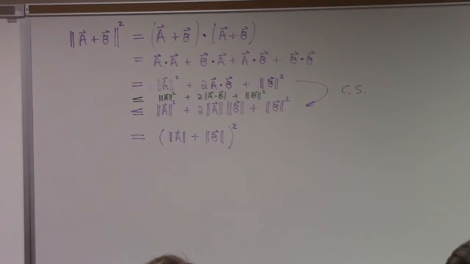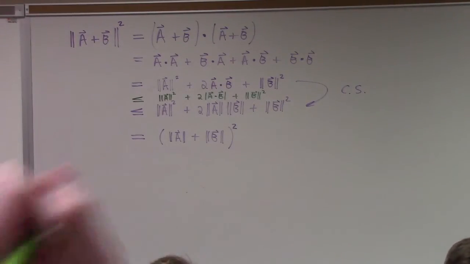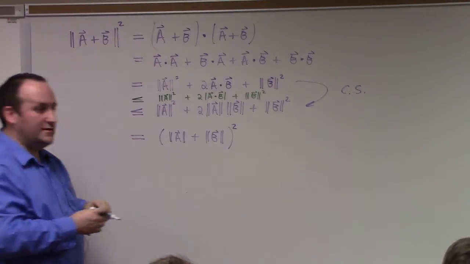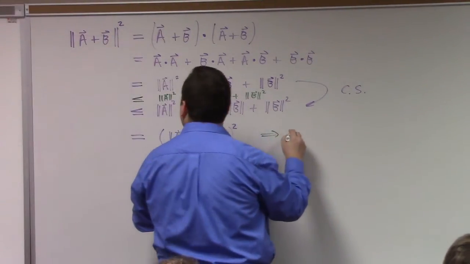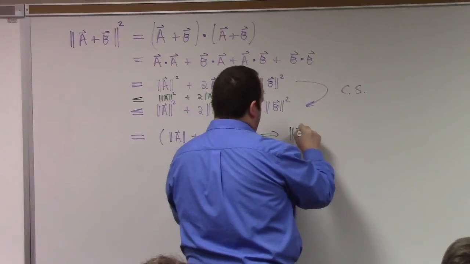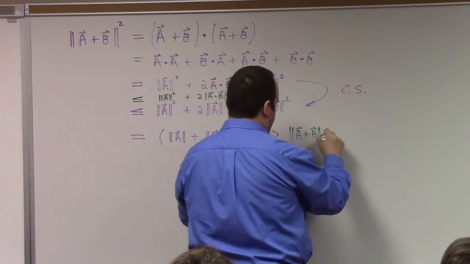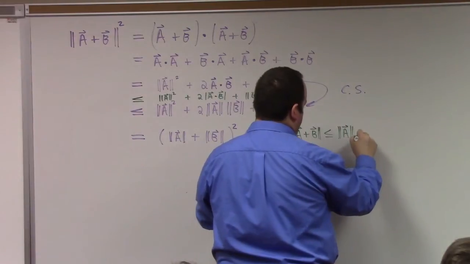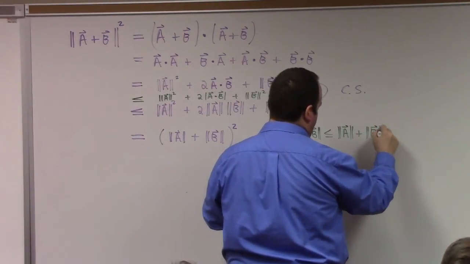So then what? Well, these are both non-negative quantities, so we can take the square root of this inequality, and that implies that the magnitude of a plus b is less than or equal to the magnitude of a plus the magnitude of b.